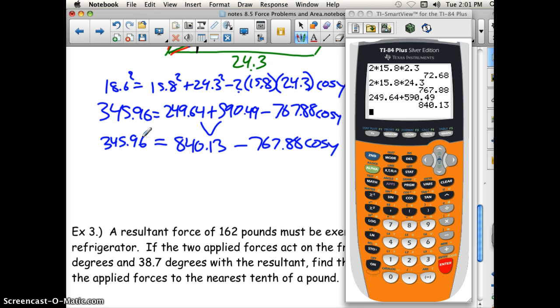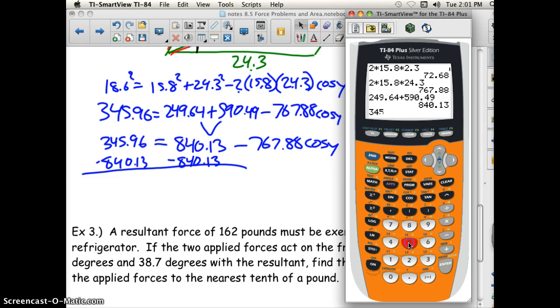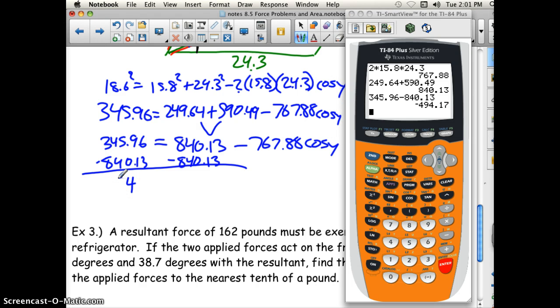All right, please do not combine these. They are not like terms. What has to happen here is you have to subtract 840.13 from both sides of this equation. So I'm going to do 345.96 minus 840.13. And you get a negative 494.17 equals a negative 767.88 cosine y.